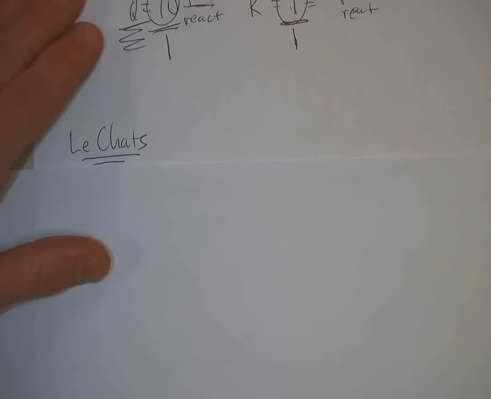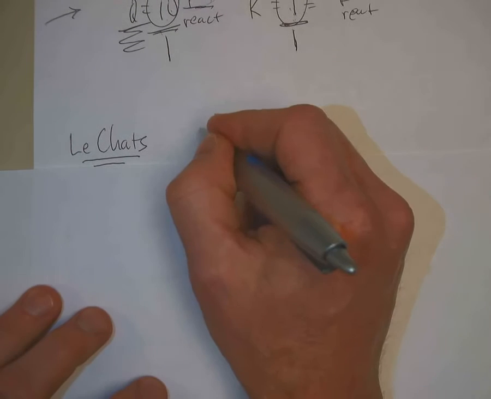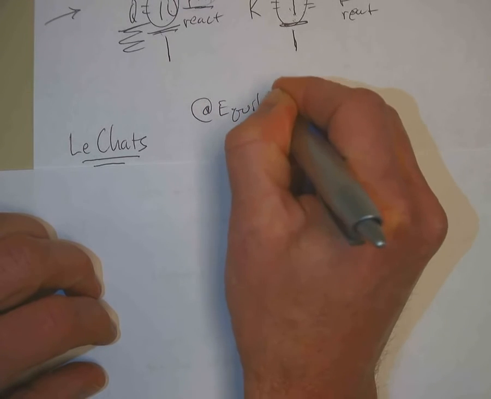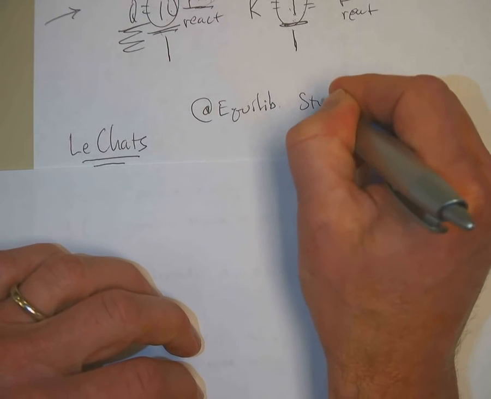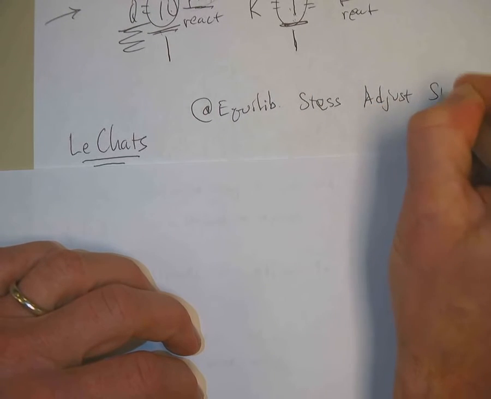One big thing in chapter 15 that's introduced is something called Le Chatelier's principle. And Le Chatelier's principle says that a system at equilibrium, which we encounter a lot of, when it's put under stress, it will adjust to reduce that stress.